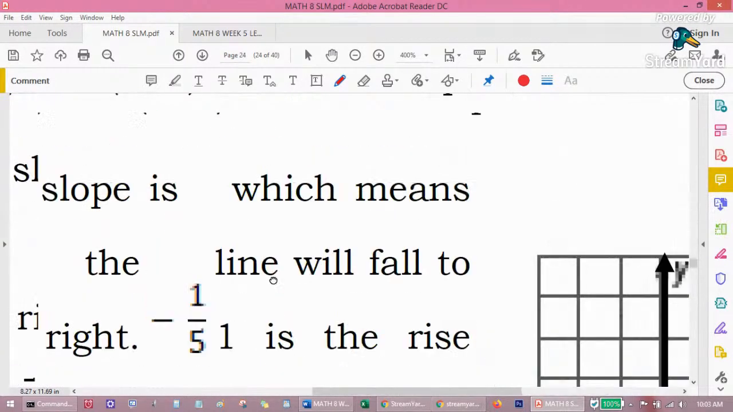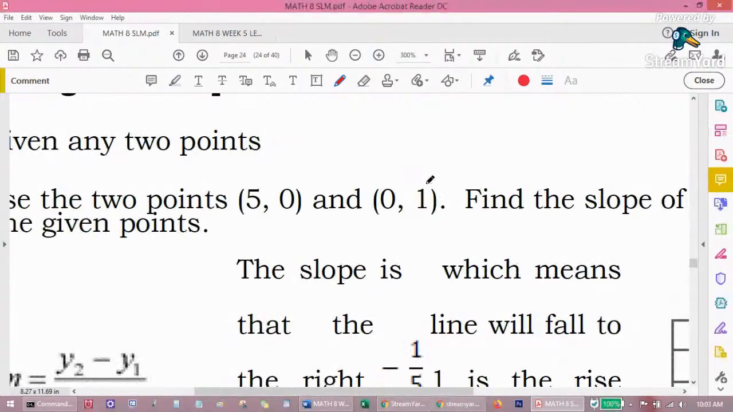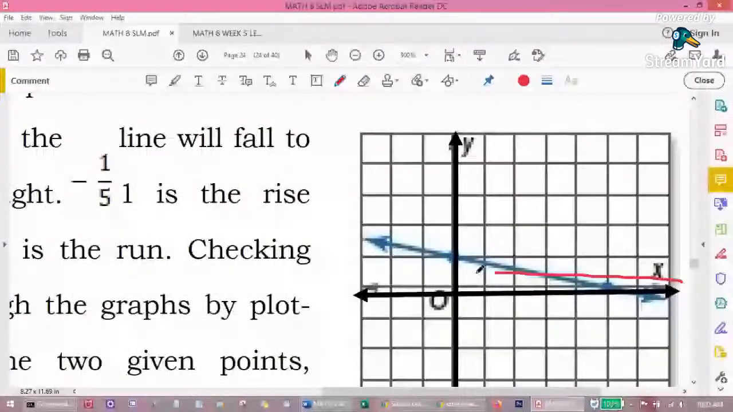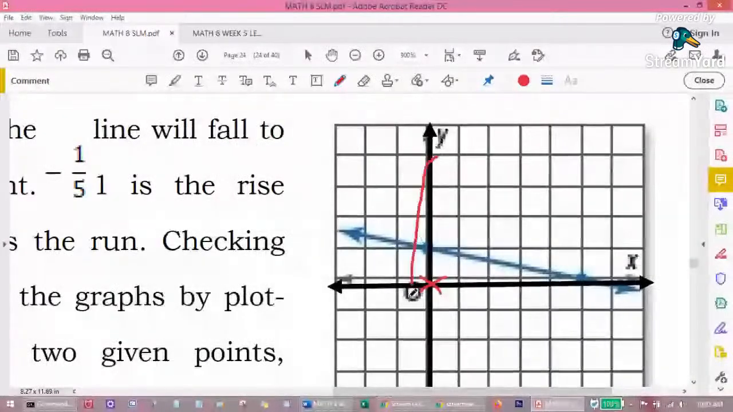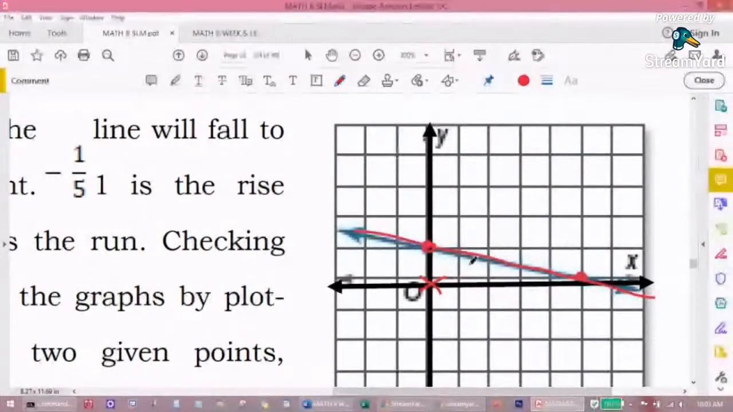Okay, nasaan naman ang 0 and 1? So, x is 0. So, itong x, nasaan ang 0 ng x? Ito, 0 ng x. And then, ang y natin is 1. Nasaan ang y ng 1? 0, 1. So, nandun yung point. Pag kinonekta natin itong dalawa, that is the graph.